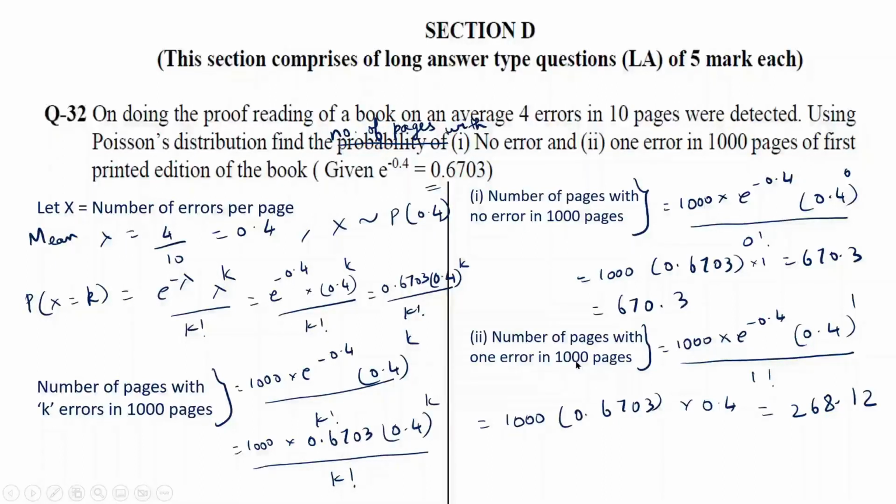So here writing the distribution carries 1 mark, and then writing this relation carries half mark. Then the first subdivision carries 1.5 marks, and the second subdivision carries 2 marks. So a total of 5 marks for this question.